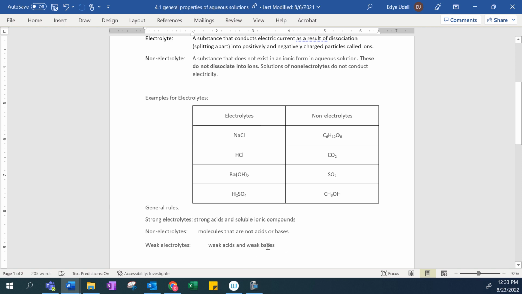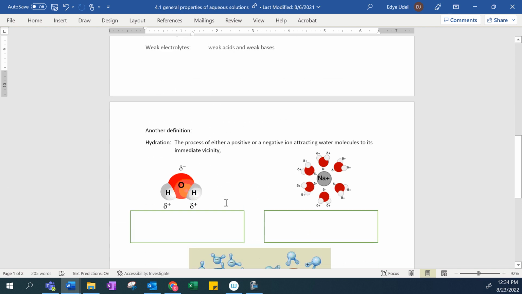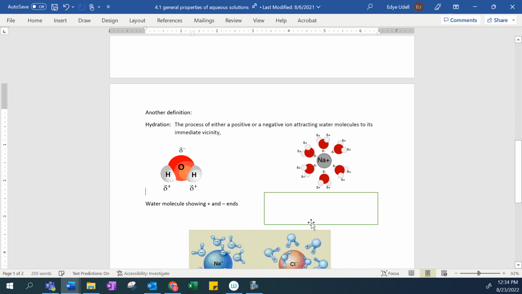The weak bases you won't need to worry about. As long as you know the strong acids, and you know that an acid, for the purpose of this class, will always start with an H. Anything that starts with an H, other than water, will be considered an acid. And the strong ones you'll have to memorize. Actually, you won't have to memorize. You'll have a list of those.